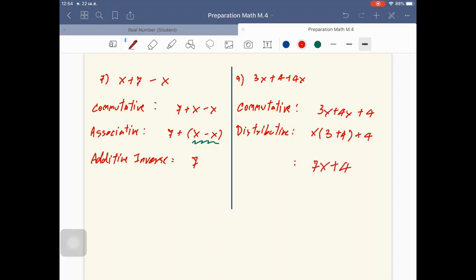Okay, here we finish the first topic, the properties of real numbers. Okay, continue to the next video.